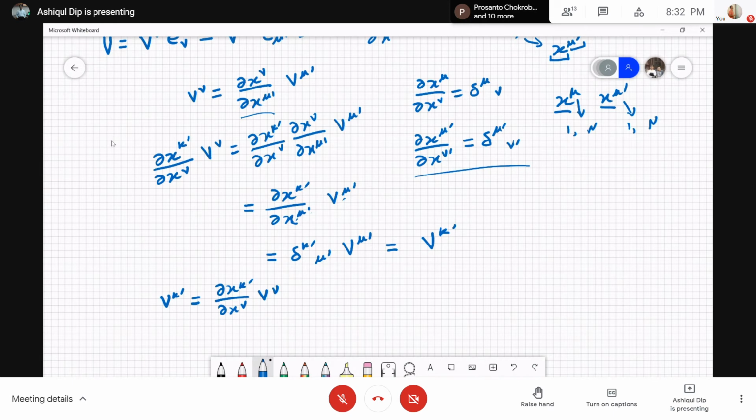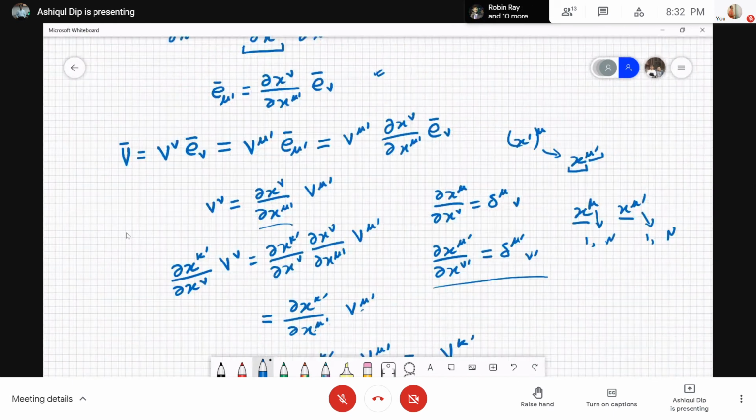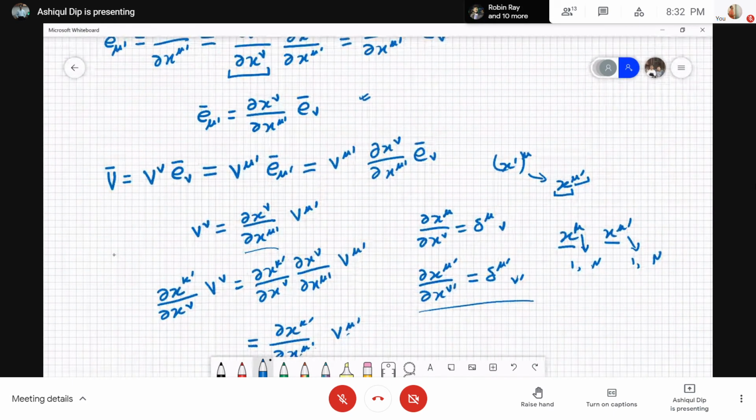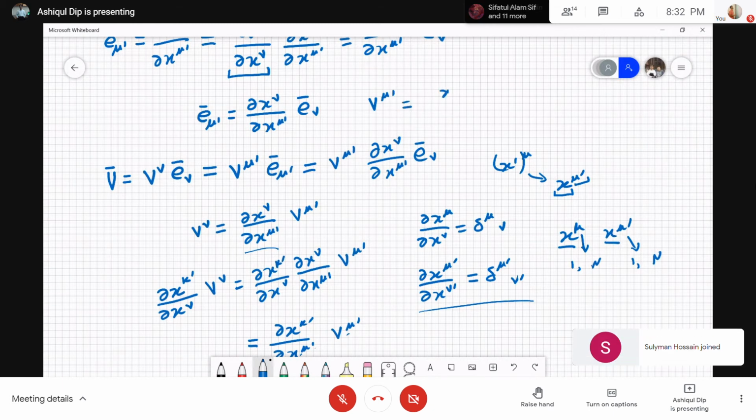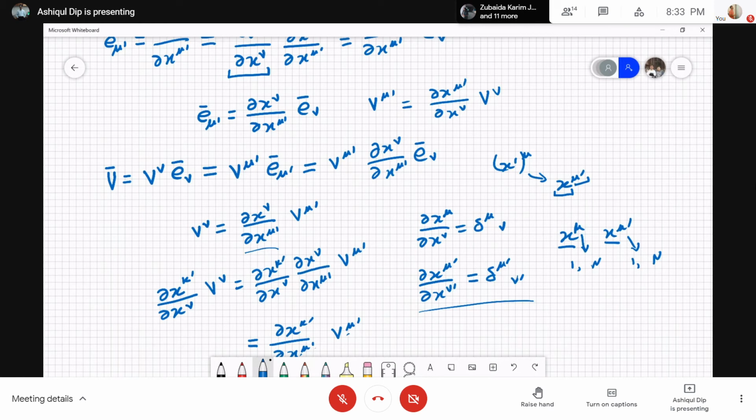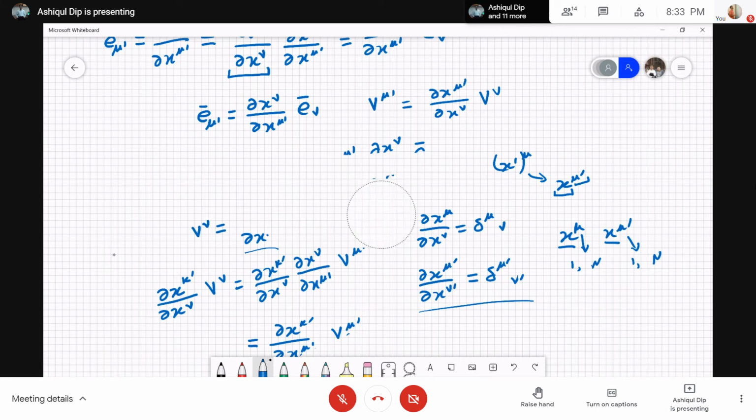Okay, so now let's make a list over there. So V^μ′ would be ∂x^μ′ over ∂x^ν V^ν, right? Okay, so now let's do the same calculation for the change of the coordinate for one-forms as well.